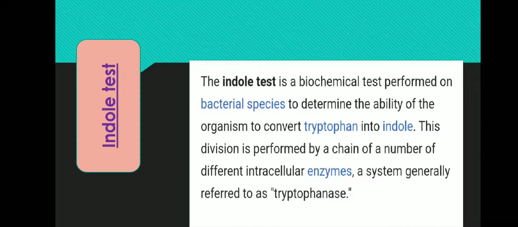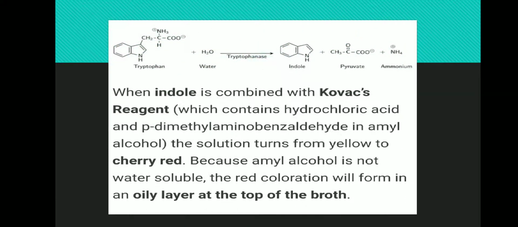Indole test. This is a biochemical test performed on bacterial species to determine the ability of the organism to convert tryptophan into indole. This is performed by a number of different intracellular enzymes, a system generally referred to as tryptophanase. When indole is combined with Kovacs reagent, the solution turns from yellow to cherry red.